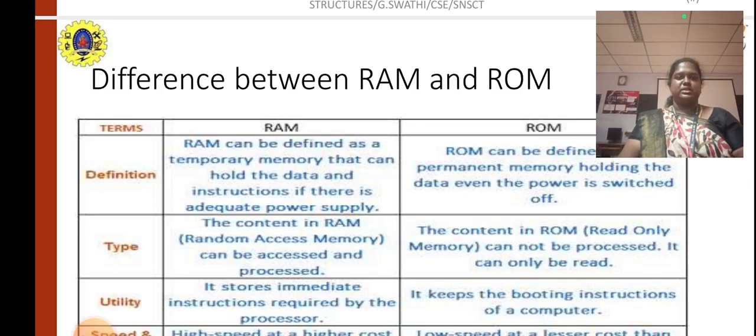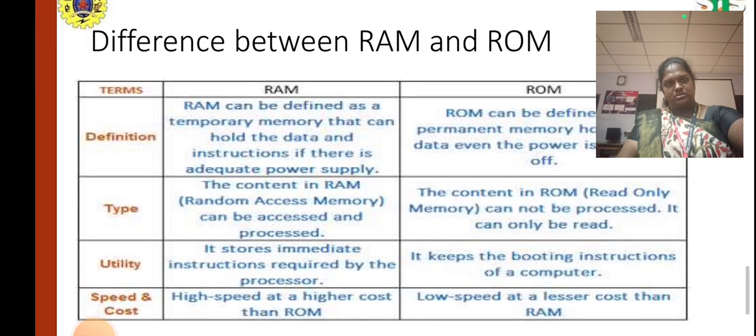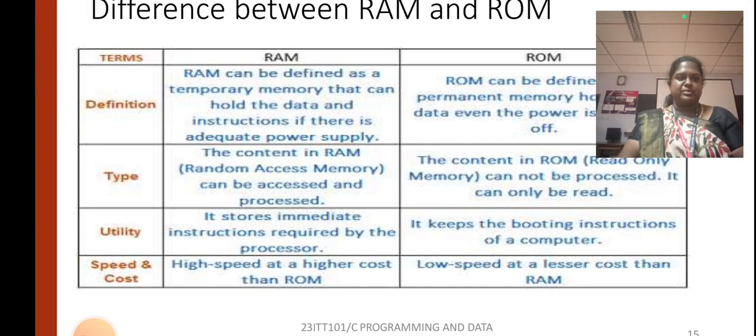Utility: RAM stores immediate instructions required by the processor. ROM keeps the booting instructions of a computer. Speed and cost: RAM has high speed at a higher cost than ROM. ROM has low speed at a lesser cost than RAM.